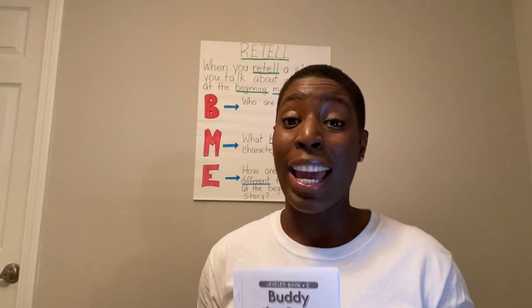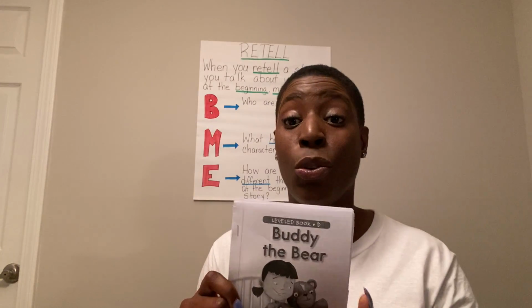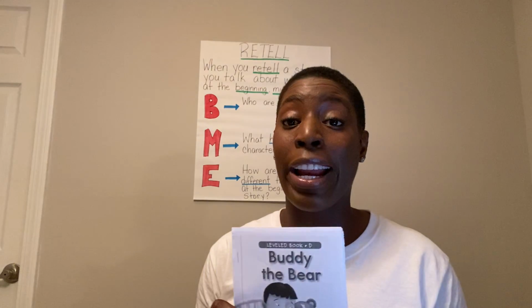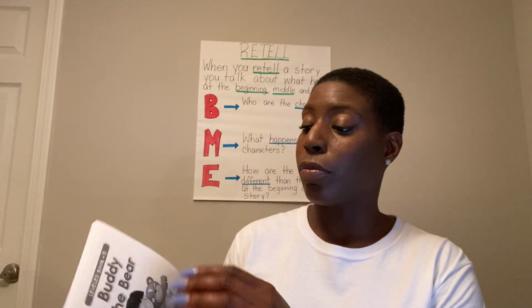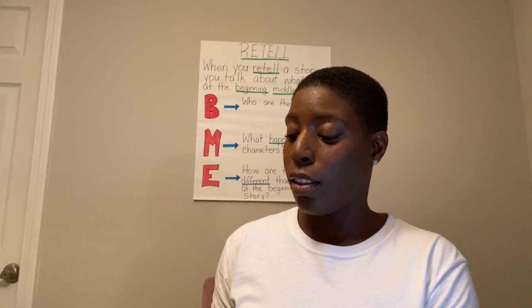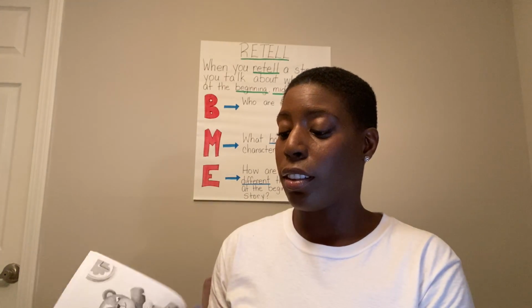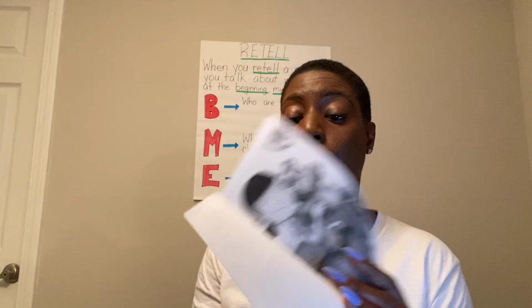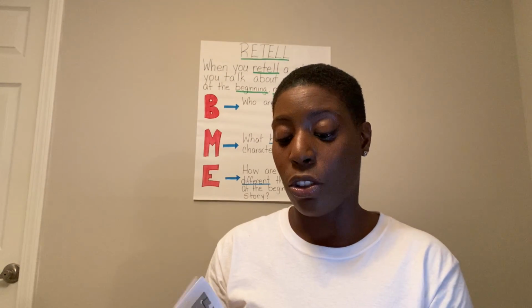We can use text evidence to find this answer. Text evidence means that you're using the text or the book to help you find answers to the questions you're being asked. So how is Buddy the Bear different at the end of the story than he was at the beginning? Let's take a look. Grab your book. In the beginning, he was starting to fall apart, but he had his eye, he had his ear, and he had his arm. Now let's flip to the last page.